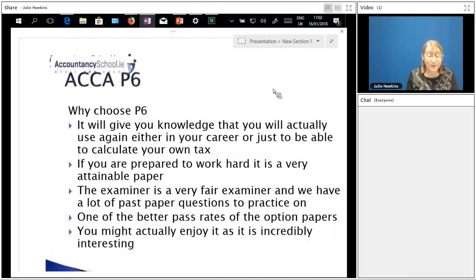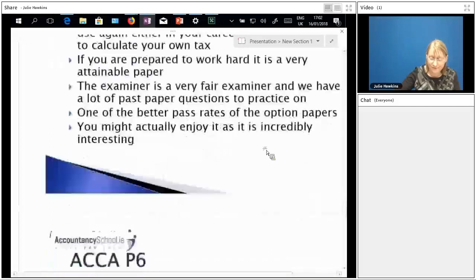He's been the examiner since December 2012. Plus, it has one of the better pass rates of the option papers, and you might actually enjoy it because it is, even though I say so, a very interesting subject.